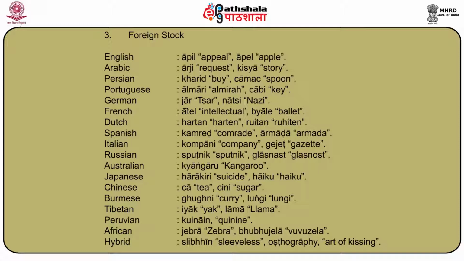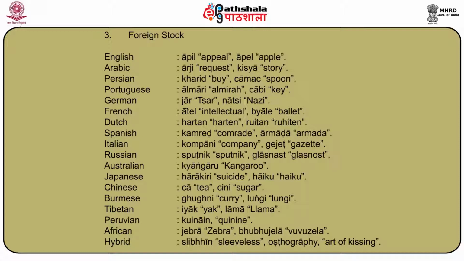Portuguese, zar and nazi from German, atel and ballet from French, harten and ruiten from Dutch, comrade and armada from Spanish, company and gazette from Italian, Sputnik and glasnost from Russian, or kangaroo from Australian, or harakiri, haiku from Japan, cha, chini from Chinese, ghugni, lungi from Burmese, yak, lama from Tibetan, quinian from Peruvian, zebra or vuvuzela from African.